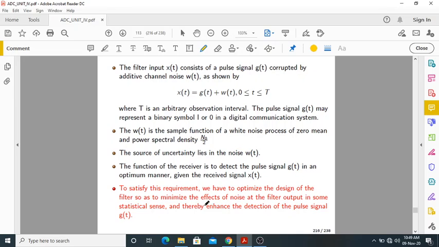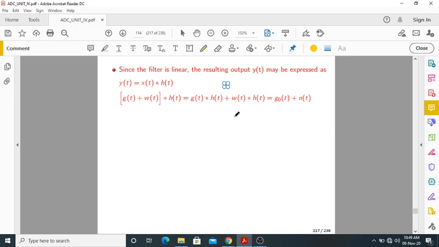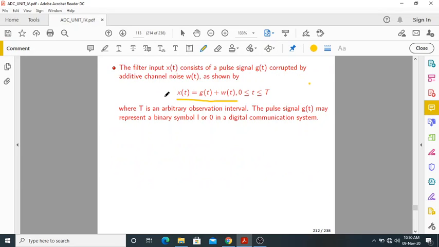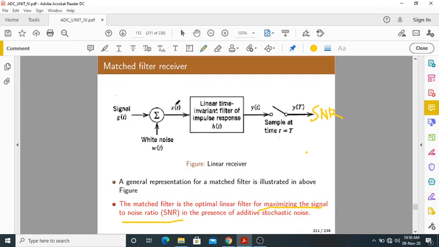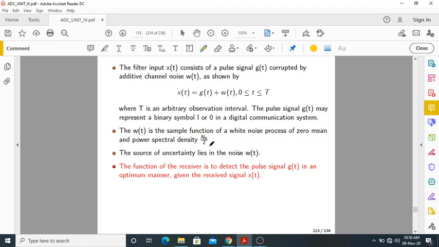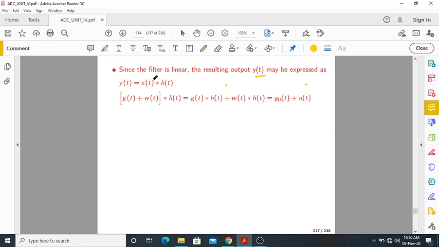I have explained all these things just now. Now let us go to some of the mathematical parts of this filter. Now the output is Y of t. What is Y of t? Y of t is X of t convolution H of t, isn't it? So the output of the filter is the convolution of the input and the impulse response of the filter. But what is X of t? That is G of t plus W of t, convolution H of t. So G of t convolution H of t plus W of t convolution H of t.